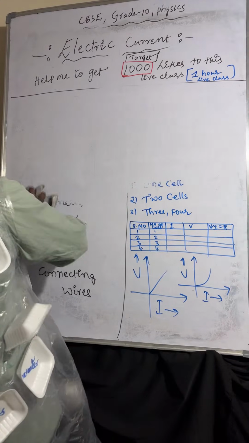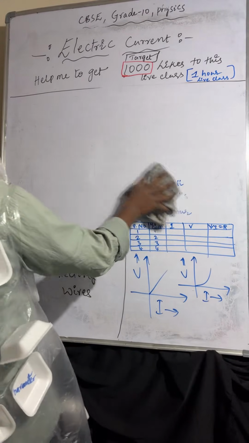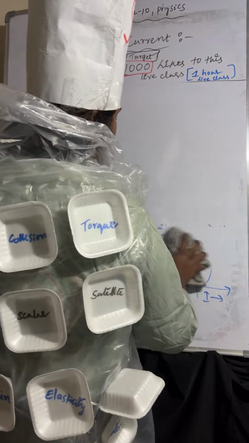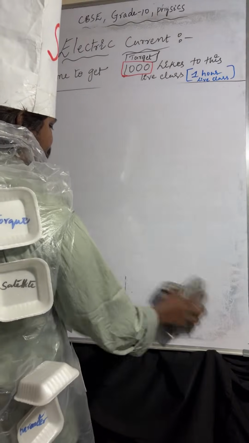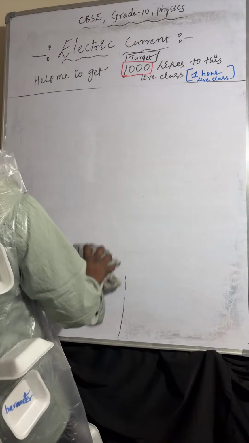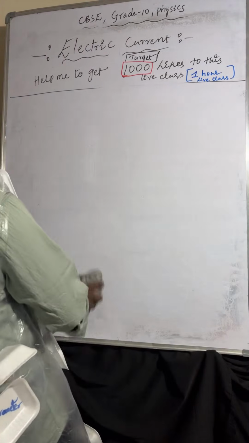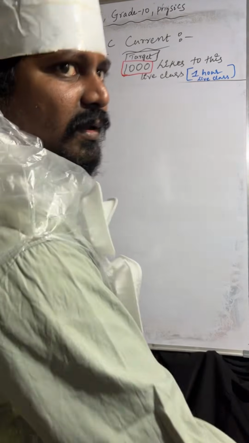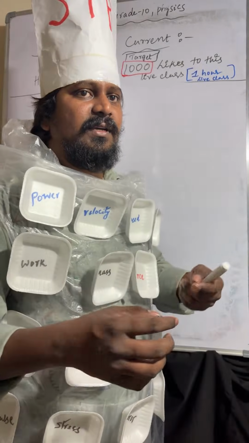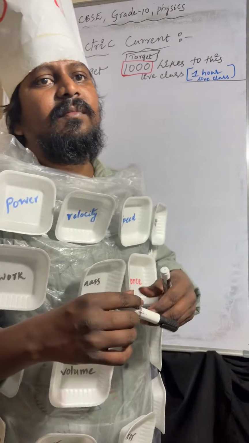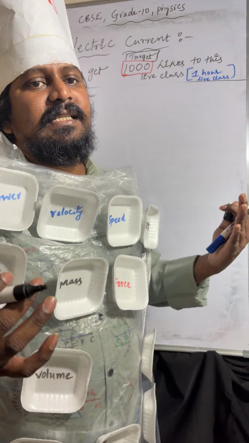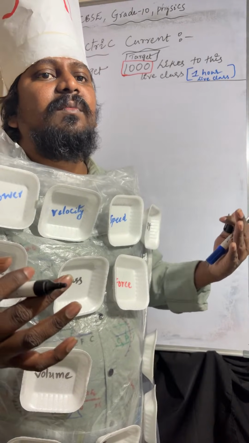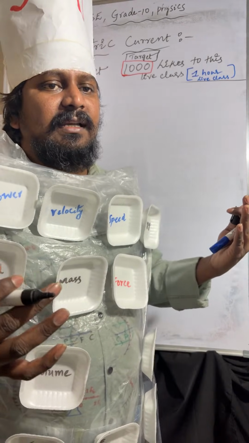So this is about Ohm's law. Next, we'll discuss resistance and resistivity. Resistance is nothing but the phenomenon of opposing the electric current.